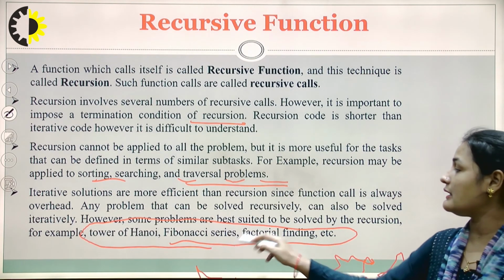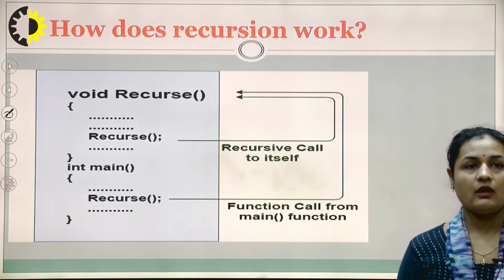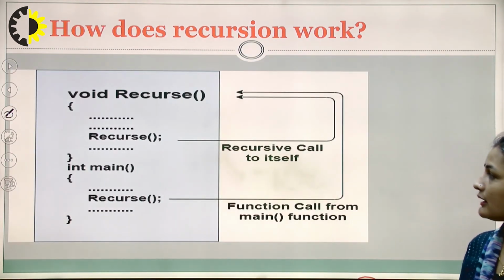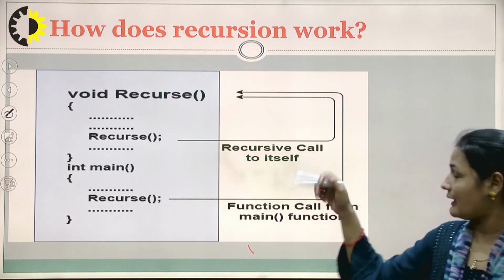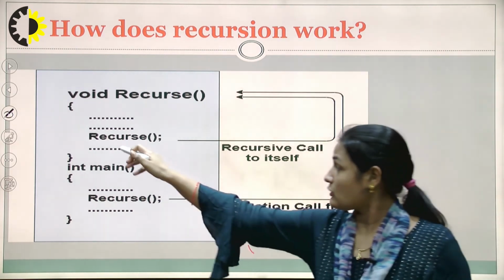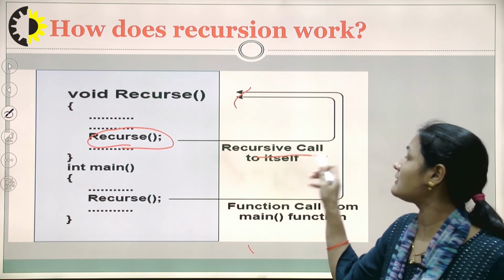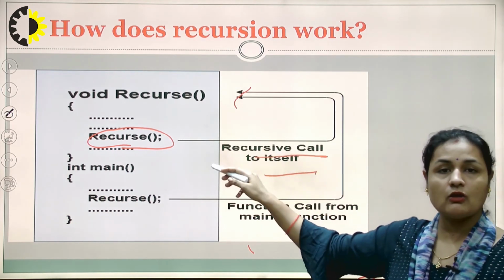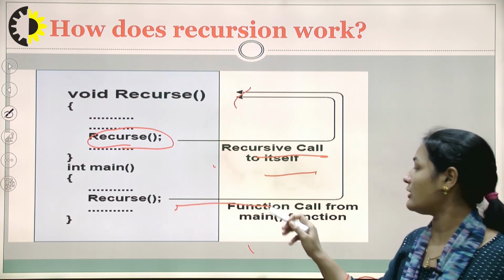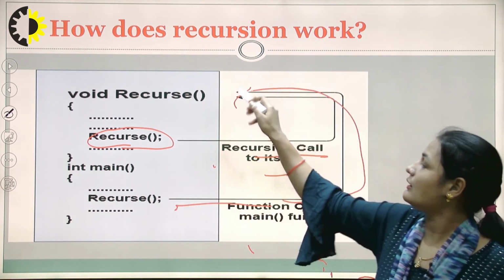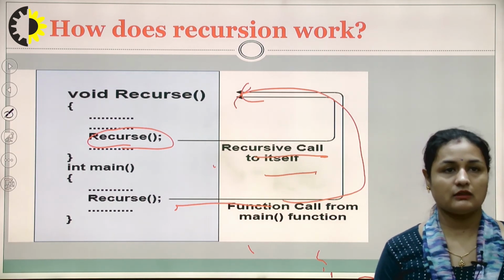In Fibonacci series, we use recursion to solve the problem. So, how does recursion work? Here there is a recursive function, and inside this recursive function, the same function is also called. This call is known as a recursive call to itself, because the function calls itself, and in the main function we call the function recurs and it then calls that function again. So, this is how recursion works.